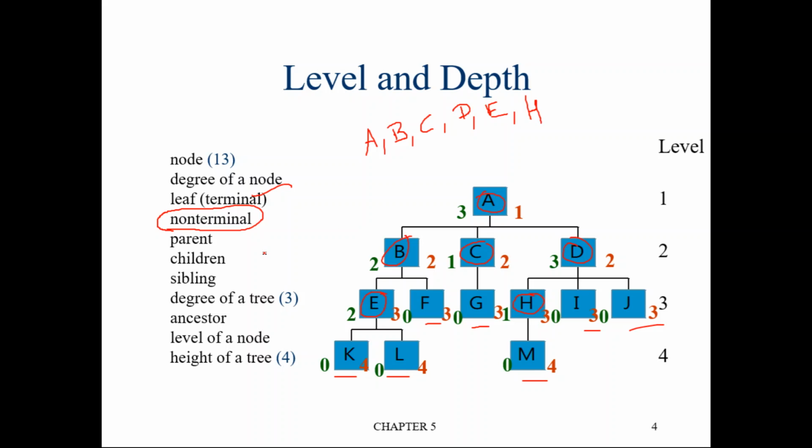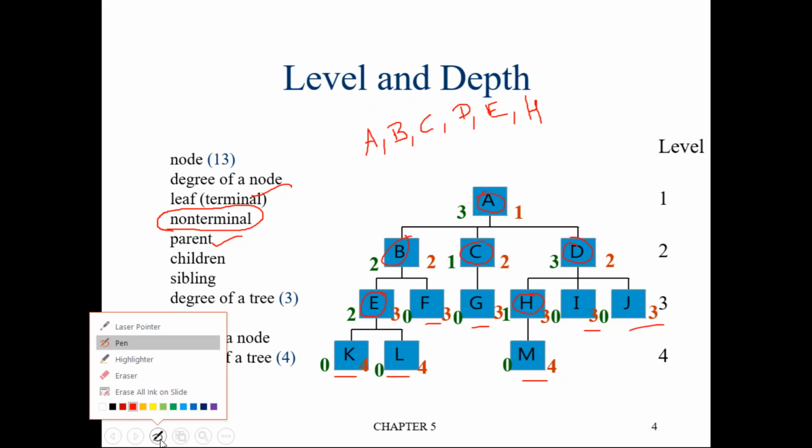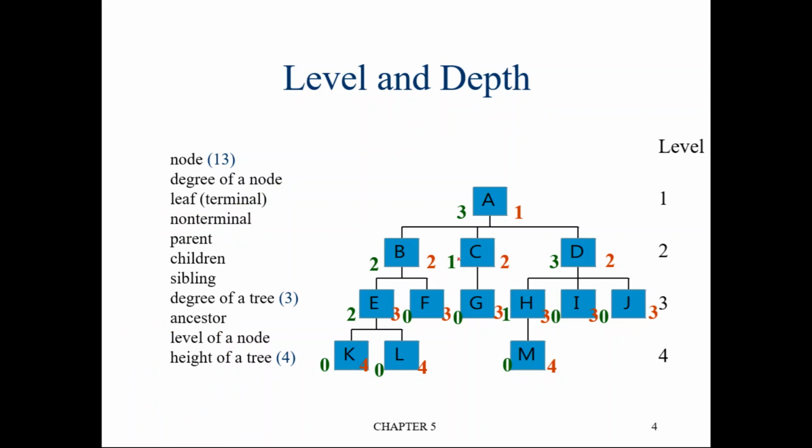And what is a parent? If a node has some children, then that node is called the parent node. So A is the parent of B, C, and D. B is the parent of E and F. C is the parent of G. D is the parent of H, I, and J. If a node has some child node, then that node is called the parent node.